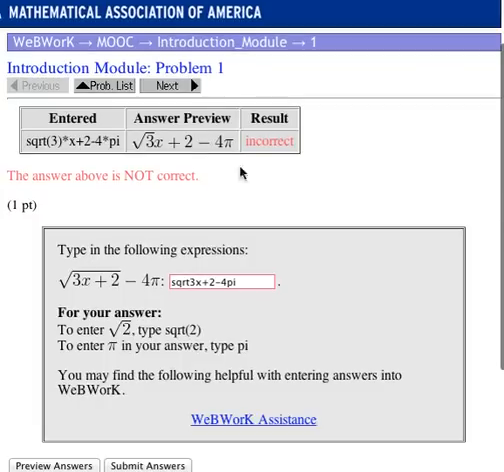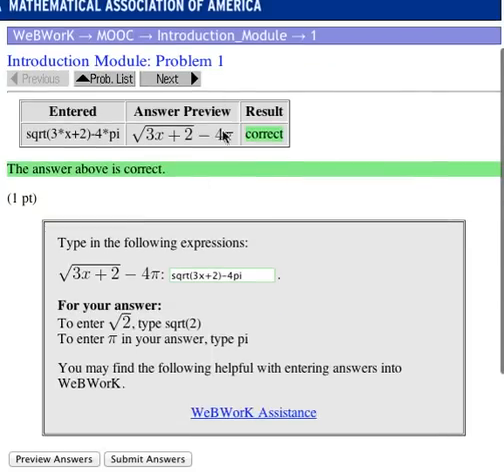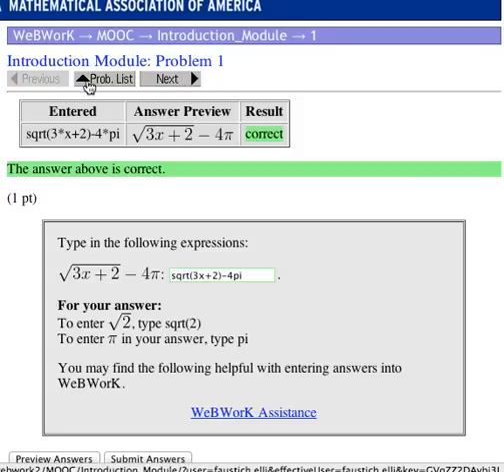Notice when I submitted an incorrect answer, it does tell me that I'm incorrect. And if I look at what I preview, I see I only had the square root of 3. Again, that's because I did not put parentheses around everything I wanted under that square root. So parentheses is really important to make sure that you get the correct answer. Moving on to the next problem, I can go to Next, or I could hit the problem list to go back into each problem.